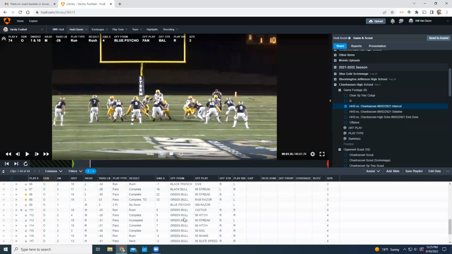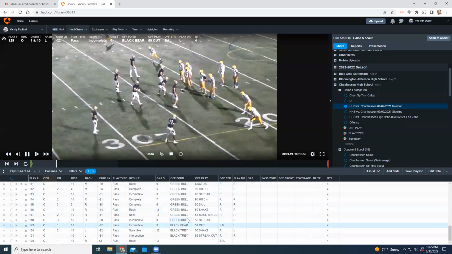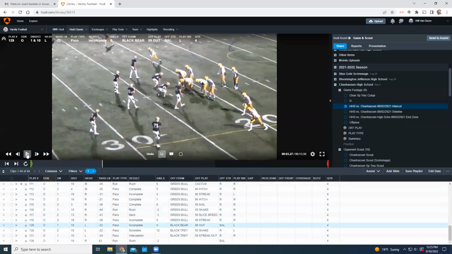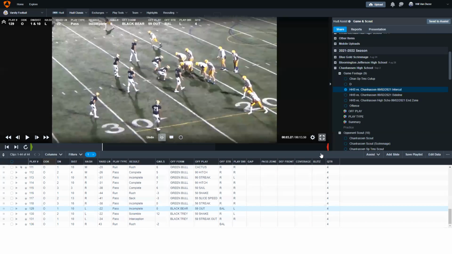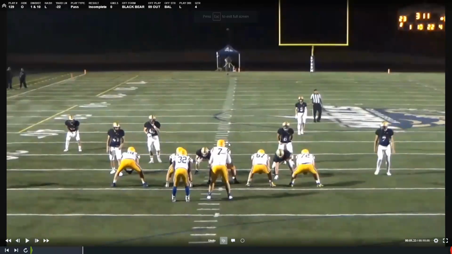Now they do run a, let's see here. Here's their four-front that they run, their nickel package. So in their nickel package, as you can see, they took out the nose guard. Their end goes into a 1, another end goes into a 3 technique, and the 2 outside backers are on just like this. Now, remember what I said for pass protection.